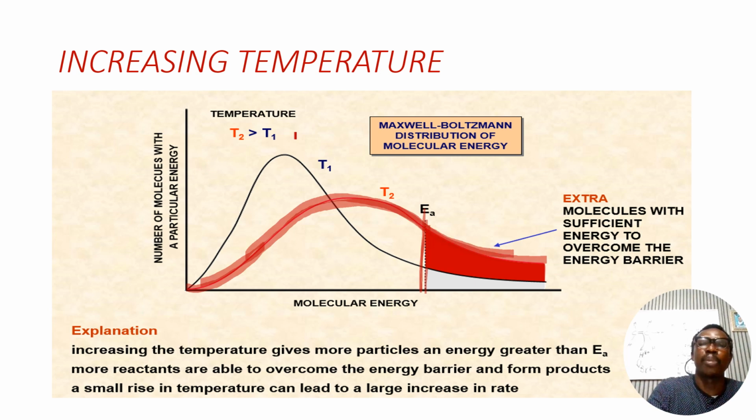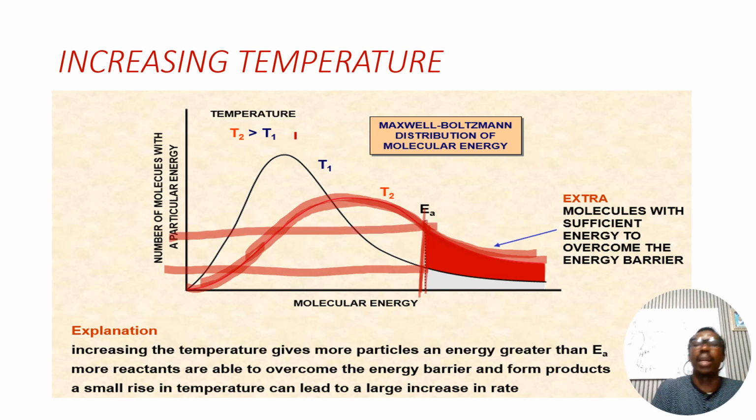So this is the graph representing an increase in temperature. Initially, these are the number of molecules that could react. Now we'll have more molecules that could react, because more molecules are able to overcome the energy barrier, which is the activation energy. From what we have here, you can see that T2 is greater than T1. T1 is the initial temperature, then T2 is when there's an increase in temperature.